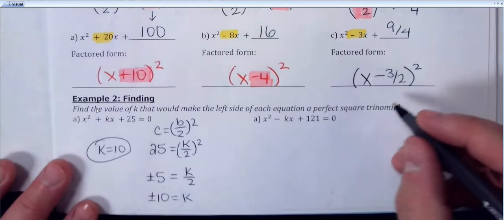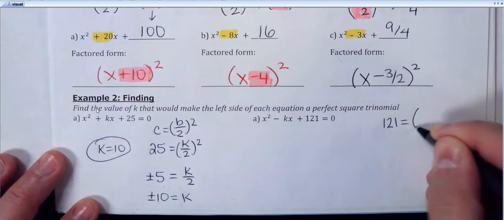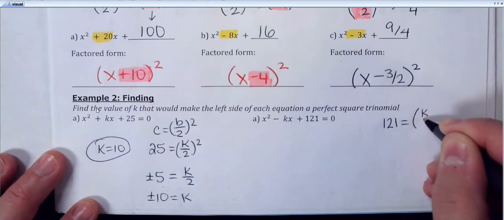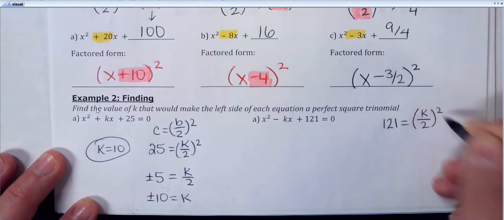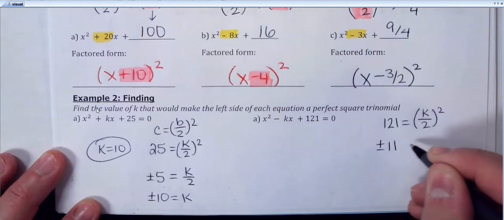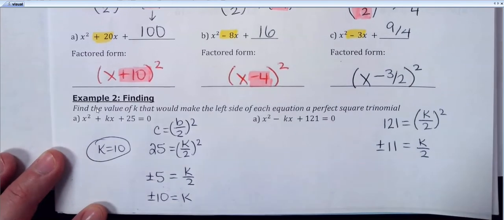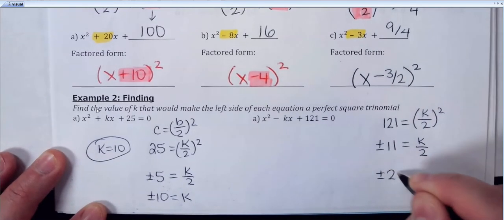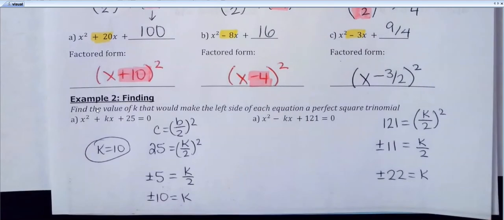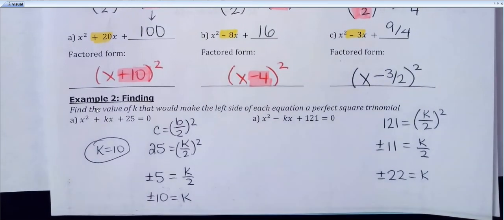Okay, so for this one, and again, you might be able to just figure it out, or you can work backwards. Your constant term is 121, and that should be the b value, which is represented with k here, over 2 squared. So I would just take the square root of both sides, so it could be 11 or -11. And that would give me k over 2, multiply both sides by 2. So two possible k values could create a perfect square trinomial here. In this case, since it's negative, it would be -22.